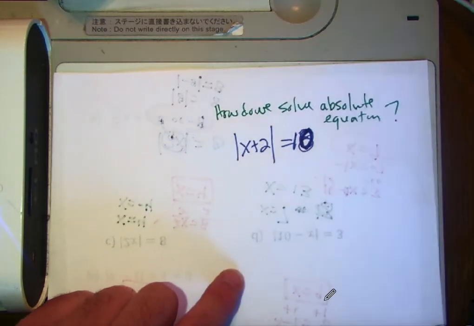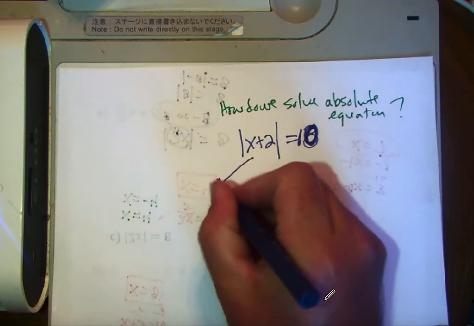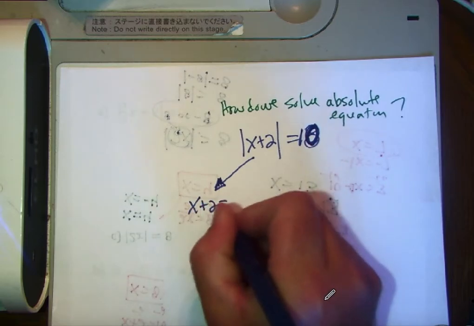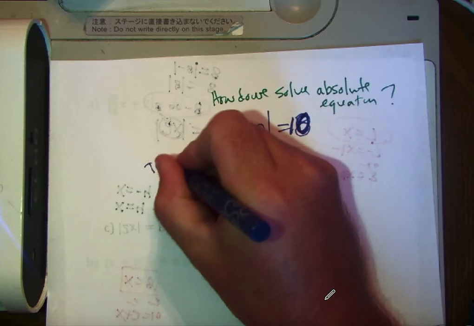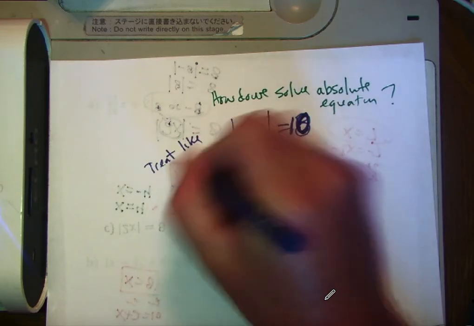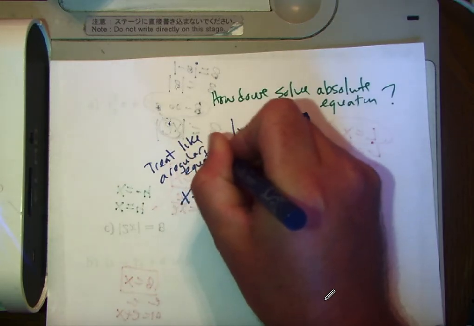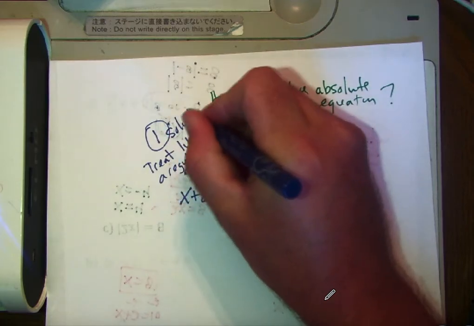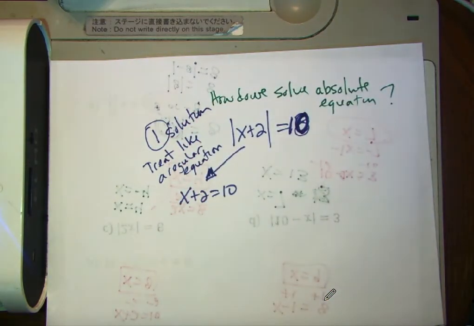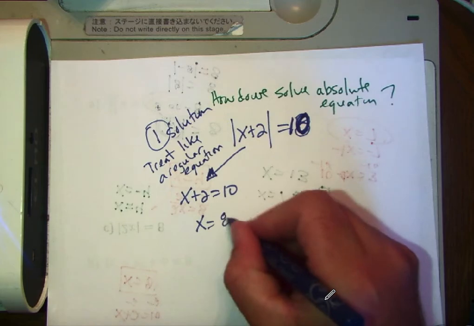Well, how do we solve it, right? And I don't want to give it away, but one way is just treat it like a regular equation. And that's how you find one of the solutions. You just treat it like a regular equation. Forget the absolute value, just solve it, and you do get 8. And 8's one of the answers you found.